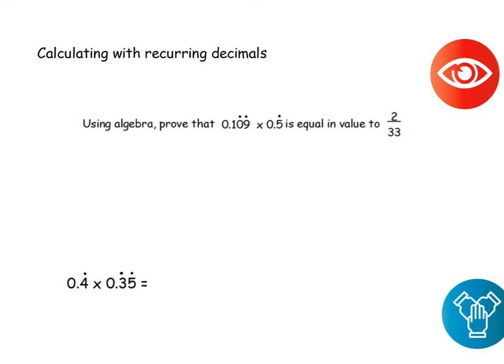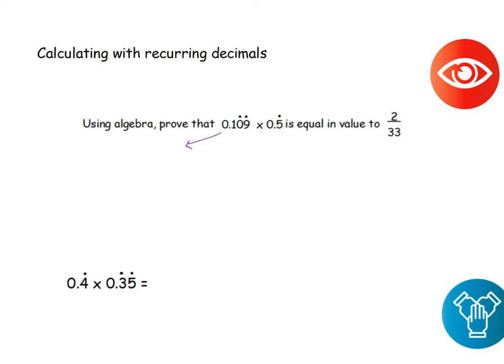We're looking at the recurring decimal question on the higher paper, and we've got to convert the recurring decimals into a fraction to then be able to prove that it's equal to 2 over 33. Now we have to use algebra to prove this, so we're going to have to set out and show all of our steps with working out, even if I know what the recurring decimal is.